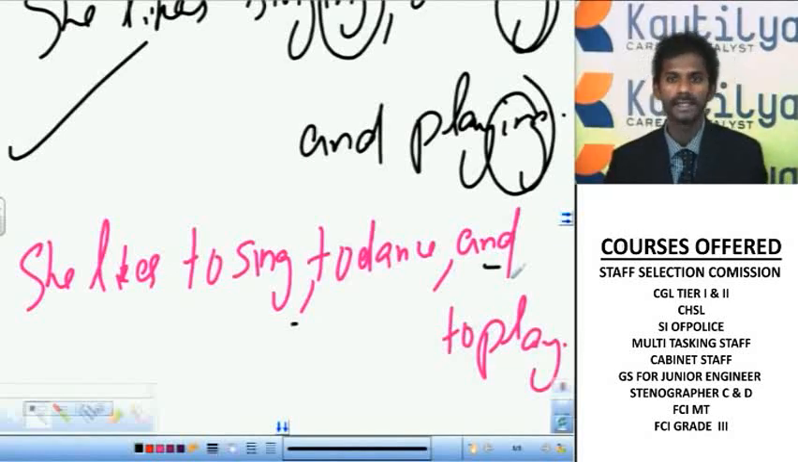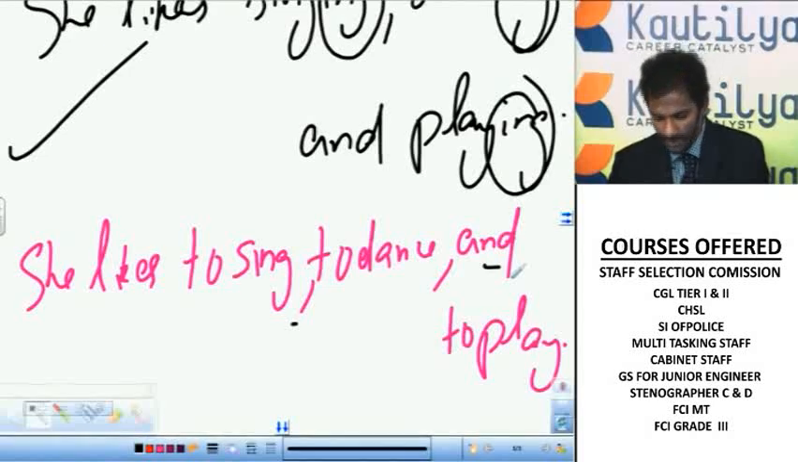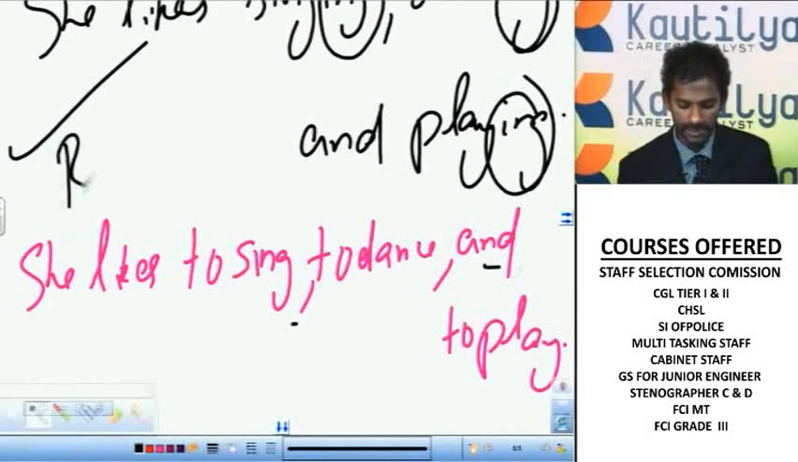To sing is infinitive, to plus verb. To dance is also infinitive, to plus verb. To play is also infinitive, to plus verb. So 3 ideas in this sentence. All the 3 ideas expressed in a similar form. So in this sentence, parallelism is there, but a slight error. There is an error with redundancy.